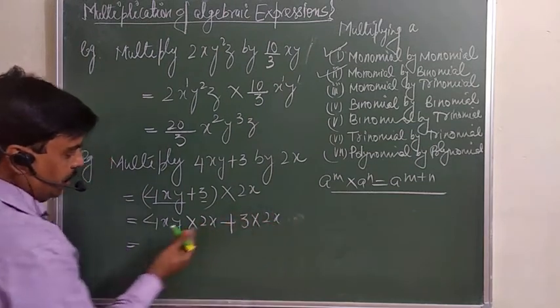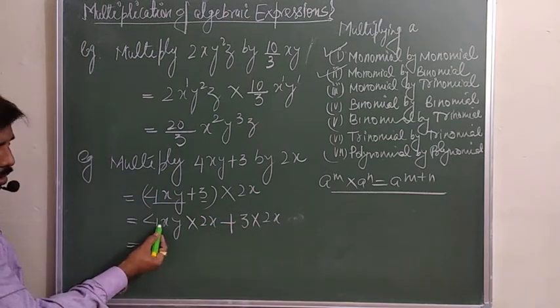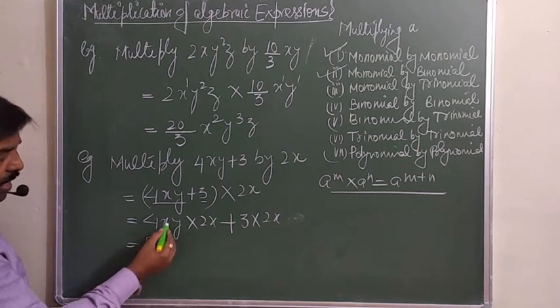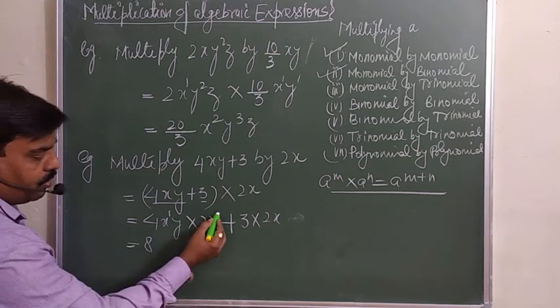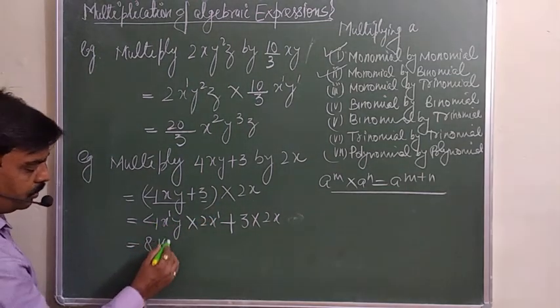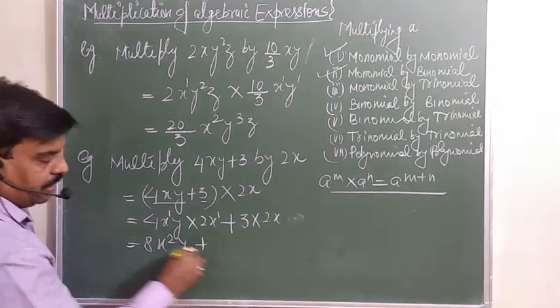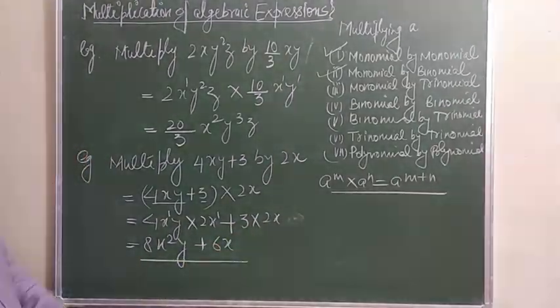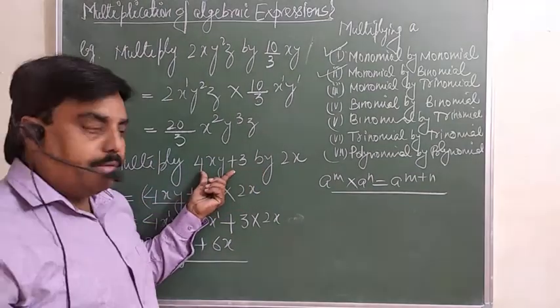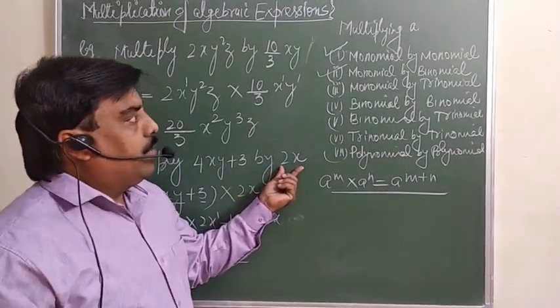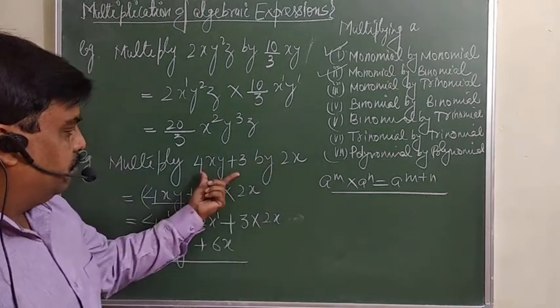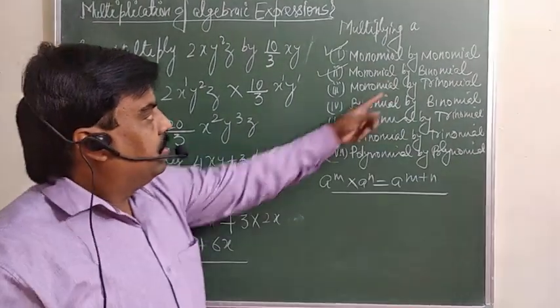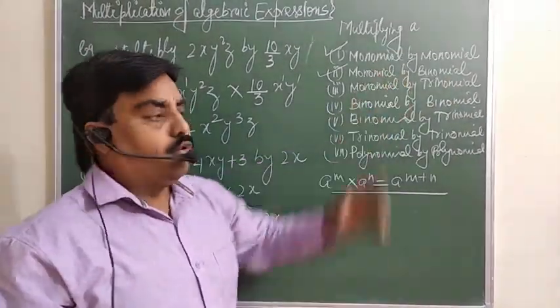Now, 4 into 2 is 8. Multiply number with number, numerical value with numerical value, 8. Here is x, whose power is 1, and here 1, so x raised to power 2, and y will remain as it is. Plus, here 3 into 2x is 6x. So likewise, you can multiply any binomial by a monomial.